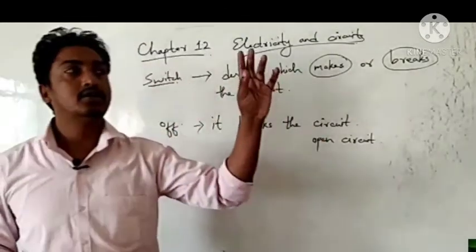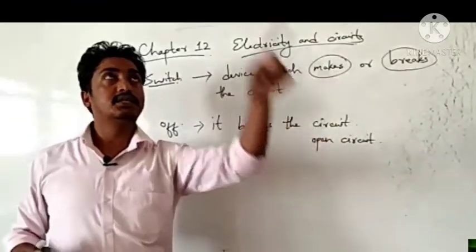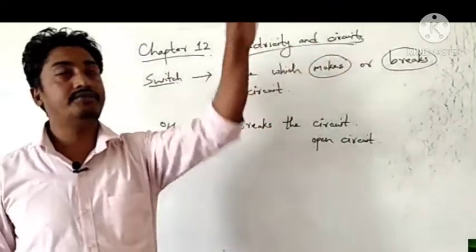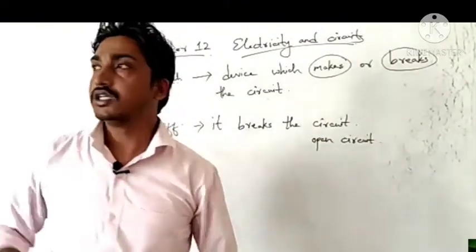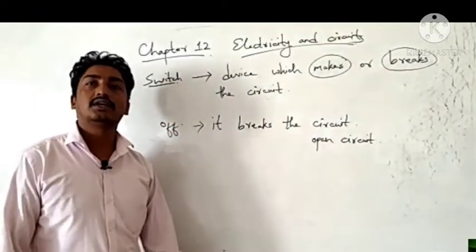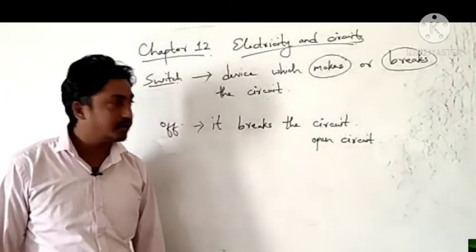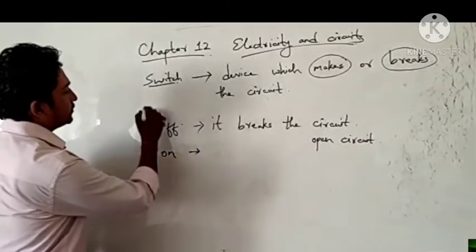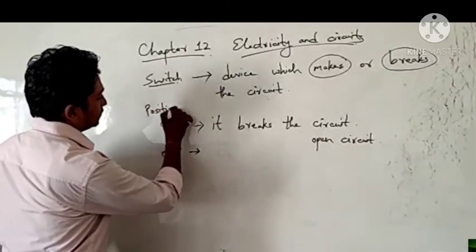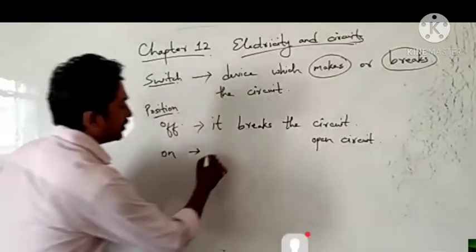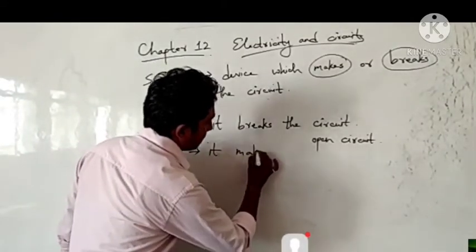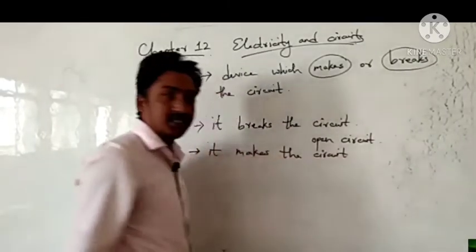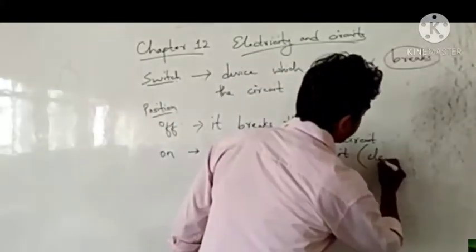As for example, if you switch off the bulb, that means the bulb will not glow. If you switch off the fan, that means the fan will not function. Similarly is the case with other electric appliances. Another is if the switch is in on position, that means it makes the circuit, and that type of circuit is known as closed circuit.